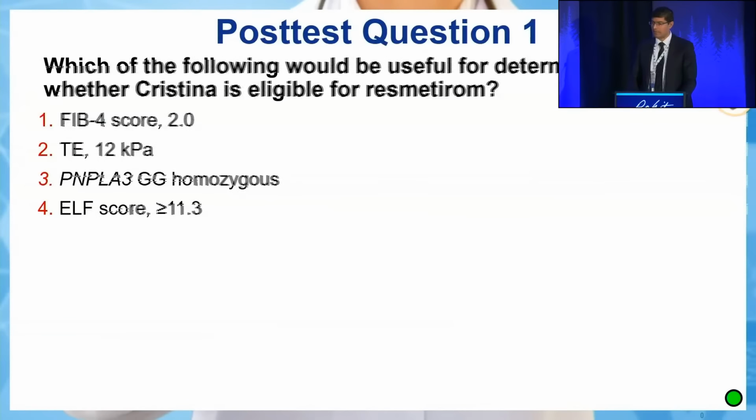Next slide. Okay, so post-test question 1. I think this is what we covered earlier. Which of the following would be useful for determining whether Christina is eligible for Resmetirom? And I think many of you answered that correctly. Will we get the results? Okay, so let me press this and see. Next slide.